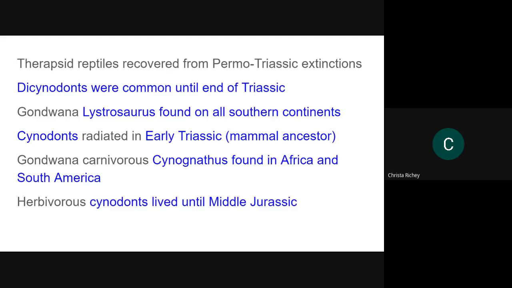That is the ancestor of all modern mammals. But if it wasn't for Lystrosaurus, we wouldn't have existed. So Lystrosaurus was the therapsid that made it through the Permian extinction.